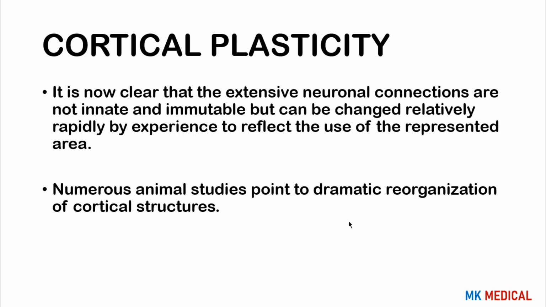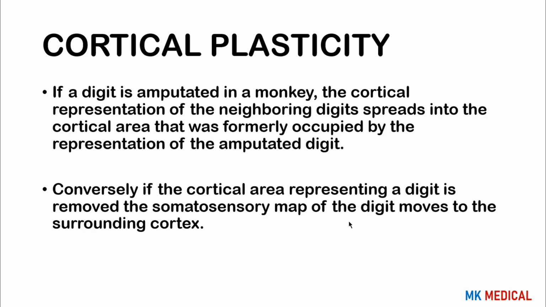the part that was set aside for the middle finger representation will actually start representing the adjacent fingers. So the index finger and the other finger, the ring finger, are going to be represented by this part. So you find out that the function of these parts is actually slightly enhanced. So if a digit, like I was telling you, in a monkey, if a digit is amputated in a monkey, the cortical representation of the neighboring digit spreads to the cortical area that was formerly occupied by the representation of the amputated digit. So conversely, if the cortical area representing the digit is removed, then the somatosensory map of the digit moves to the surrounding cortex. So it's kind of like shifts and finds a way to adapt.